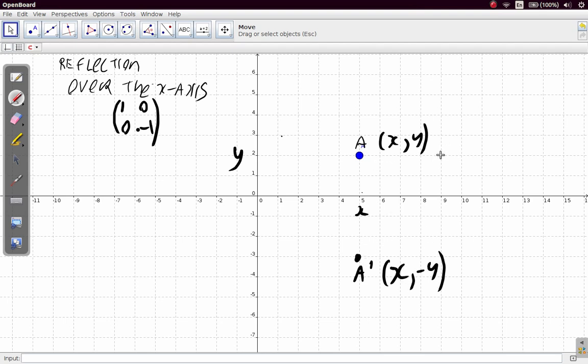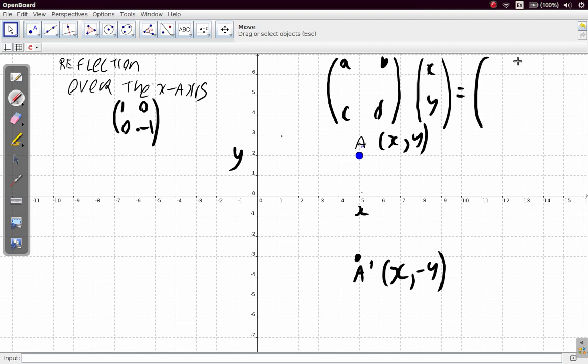You can see if you reflect A over the X-axis, you would have the same distance from 0 above to be the same distance from 0 below. A would not shift left nor right. It would only be flipped over the X-axis. Now, it means the column matrix A, B, C, D multiplies the column matrix X, Y to give X, negative Y.